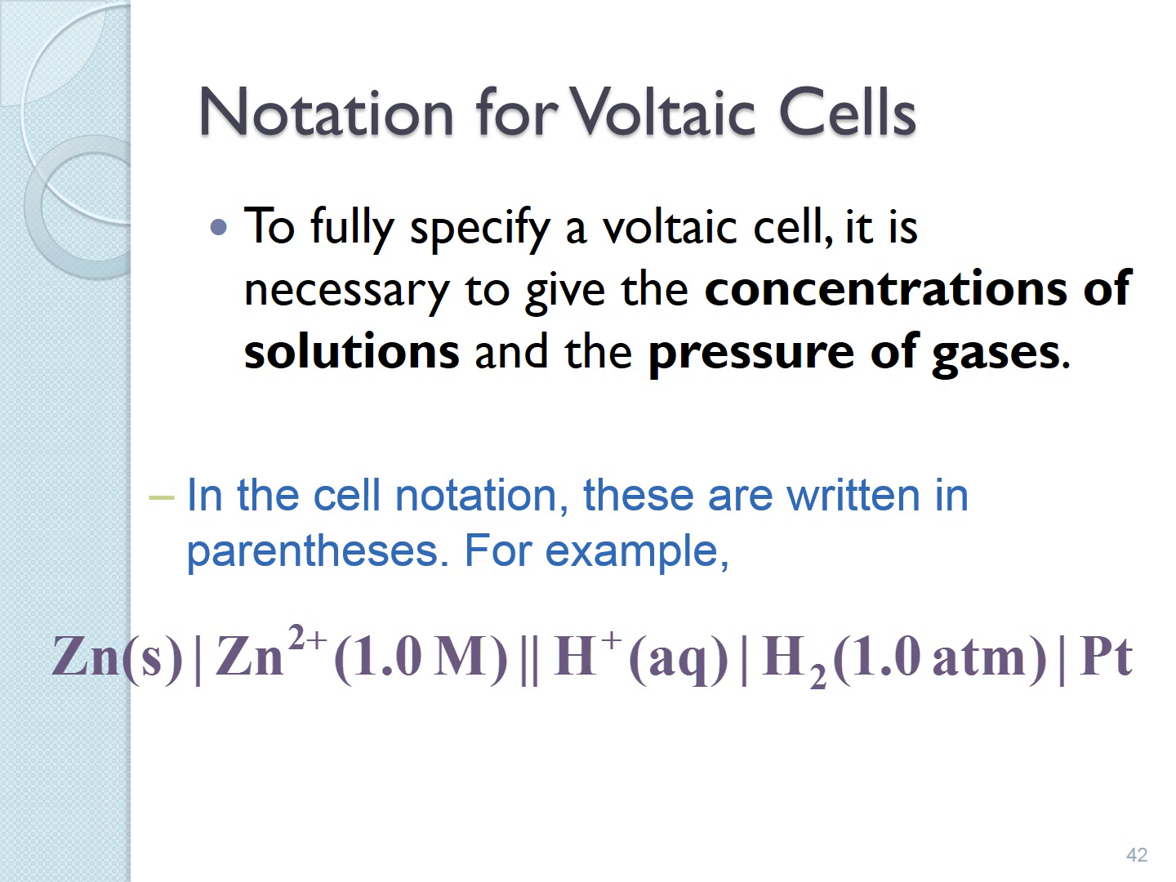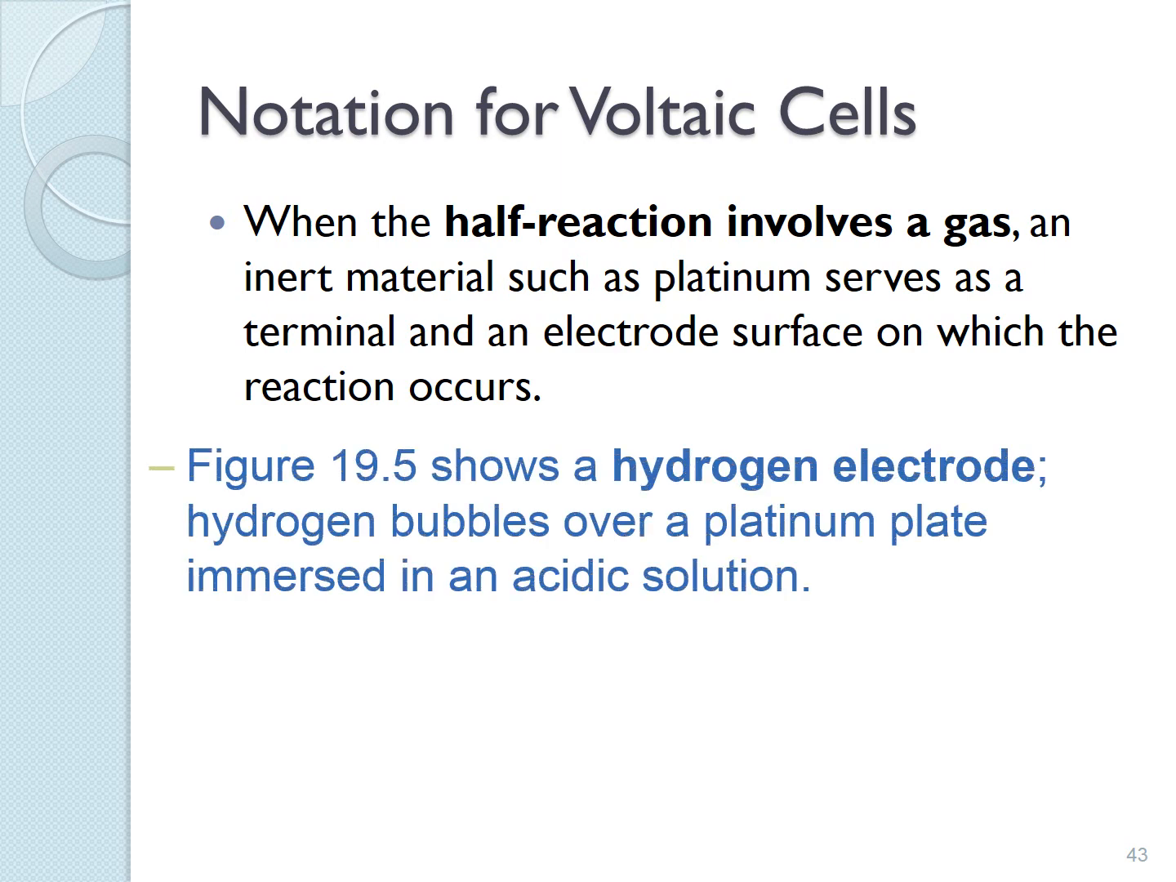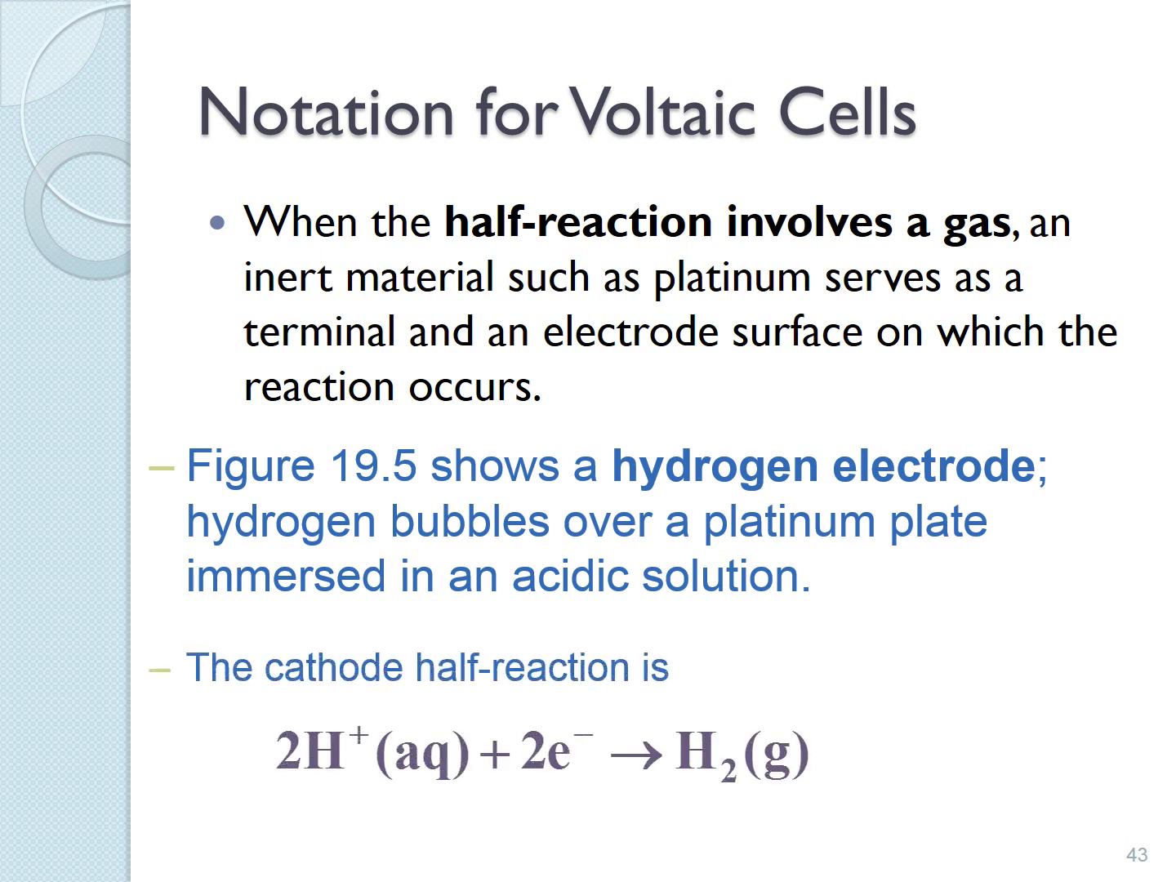And so in platinum, we'll talk about this in just a second, hydrogen doesn't have a metal, so we use an inert metal like platinum as our terminal. So when a half reaction does involve a gas, we have to have an inert material such as platinum to serve as the terminal. So the next figure shows a hydrogen electrode. In a hydrogen electrode, hydrogen bubbles over a platinum plate immersed in an acidic solution. And the cathode half reaction, where it's being reduced, 2H plus 2 electrons gives us H2 gas.